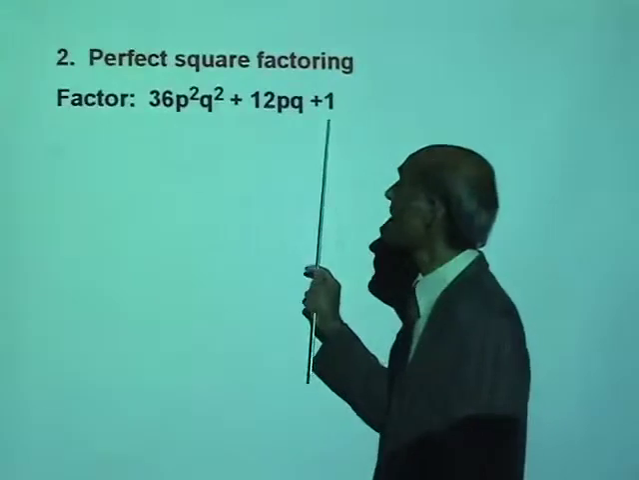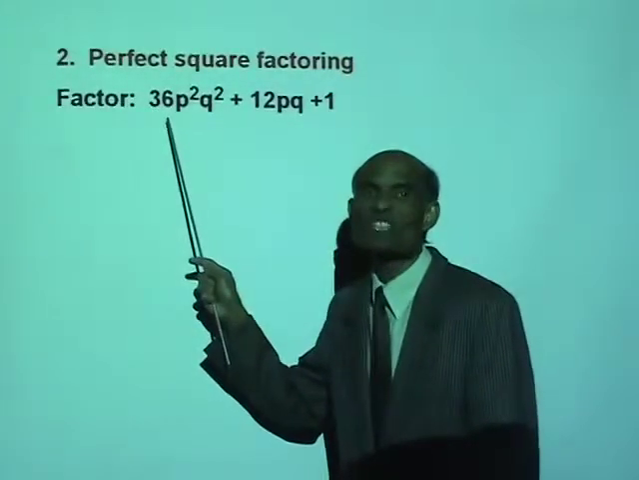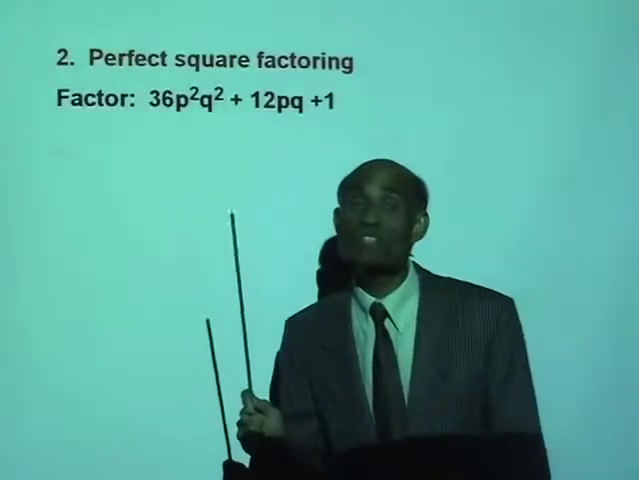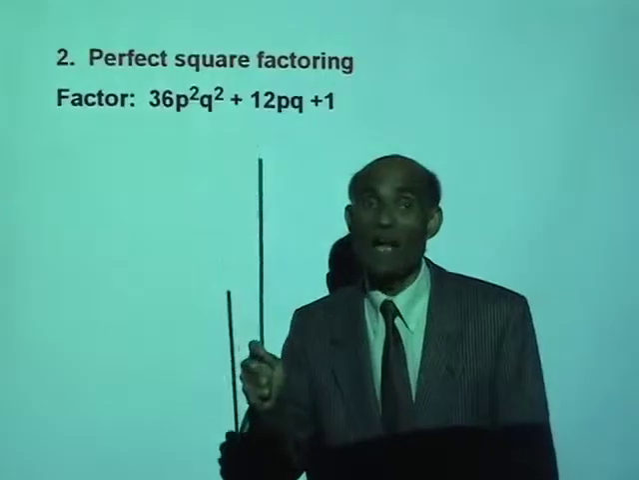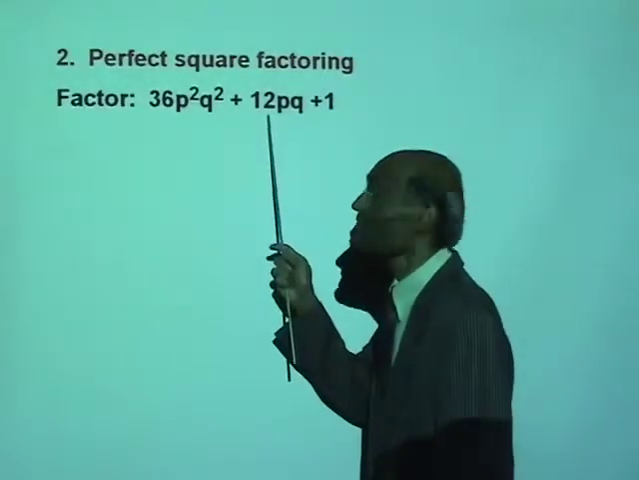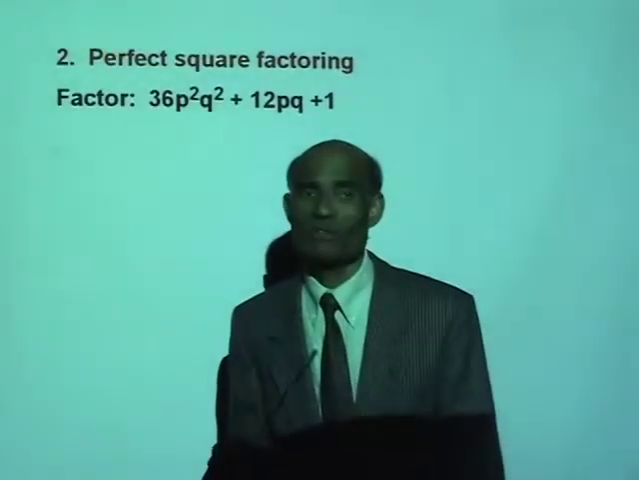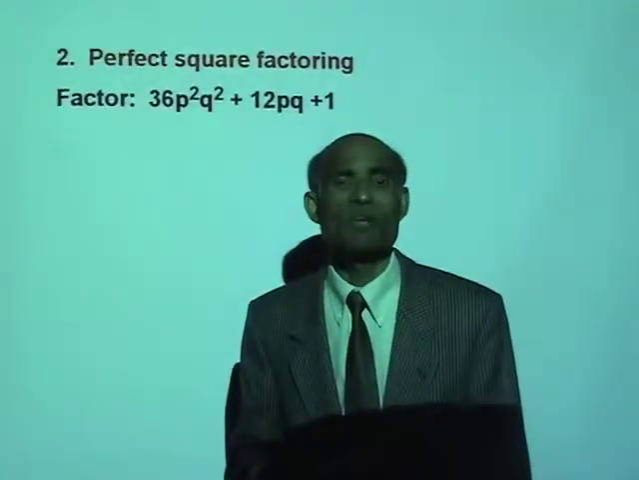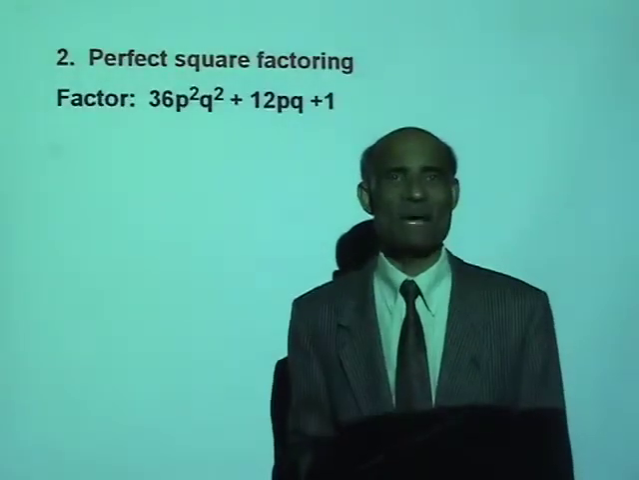If you look at this, the last term is 1. The first term has a coefficient 36. 36 can be written as 6 times 6. And 6 plus 6 is 12. Well, that's the clue. I don't think many of you even got what I said now.